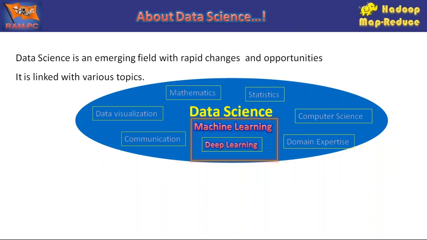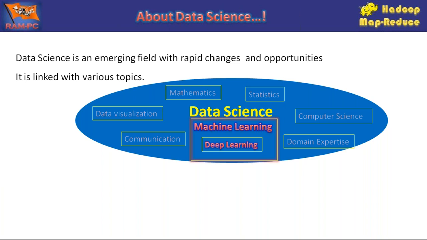So these are the core concepts: computer science to speed up the process, and domain expertise on which domain you are working. For example, if you are working on hospital management, then the hospital is your domain. Communication, there should be communication. And visualization, you have to visualize the data, the results, reports and all. All these come under this.